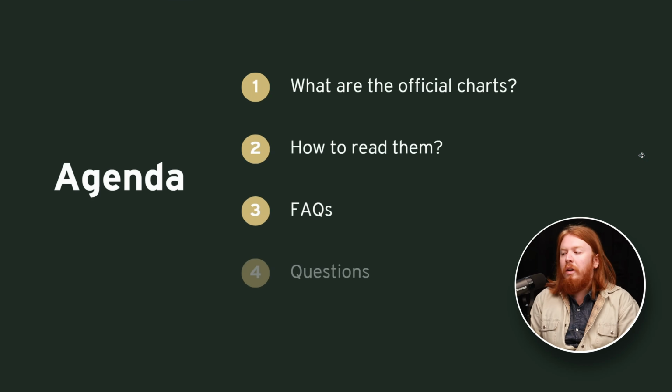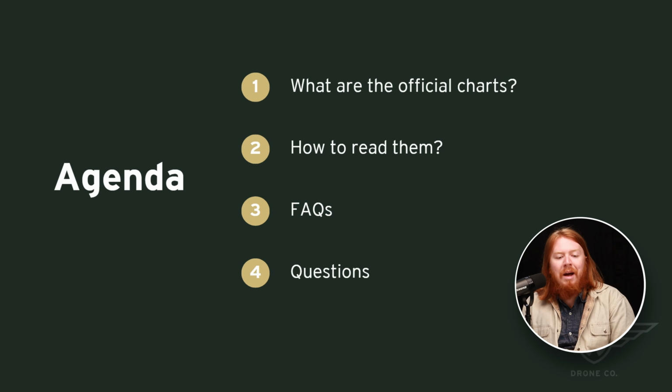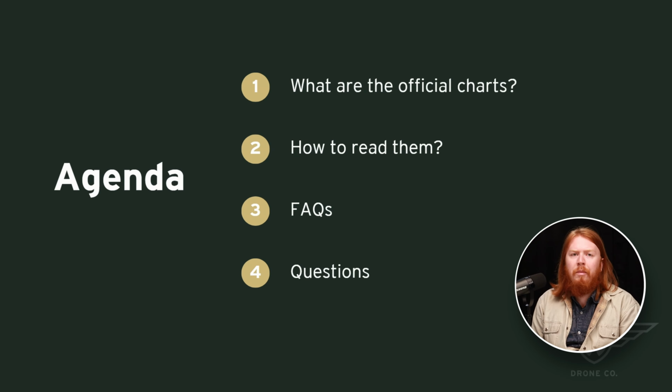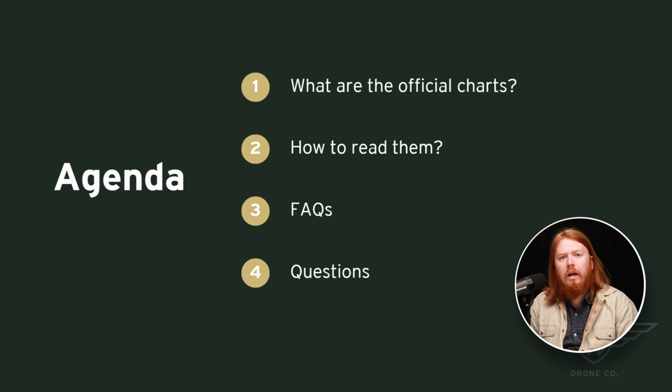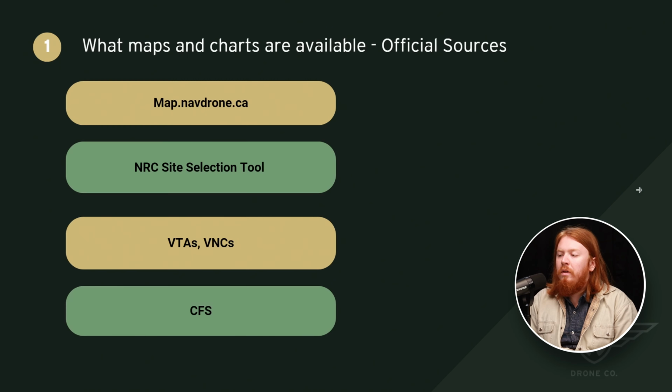By the end of today's talk, you're going to know what the official charts and official map resources are that we have access to. You're going to know a little bit about how to read them, and we're going to answer some common, frequently asked questions that I get about maps and map reading. So the first question is, what maps and charts are actually available? I've broken it down into two categories here.